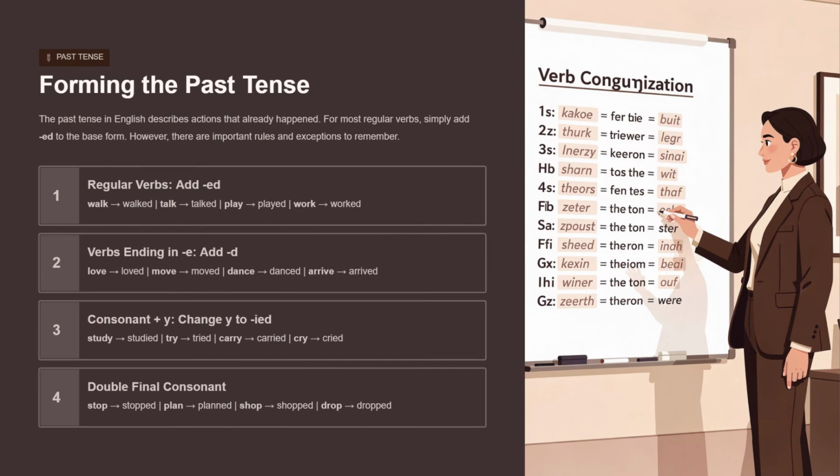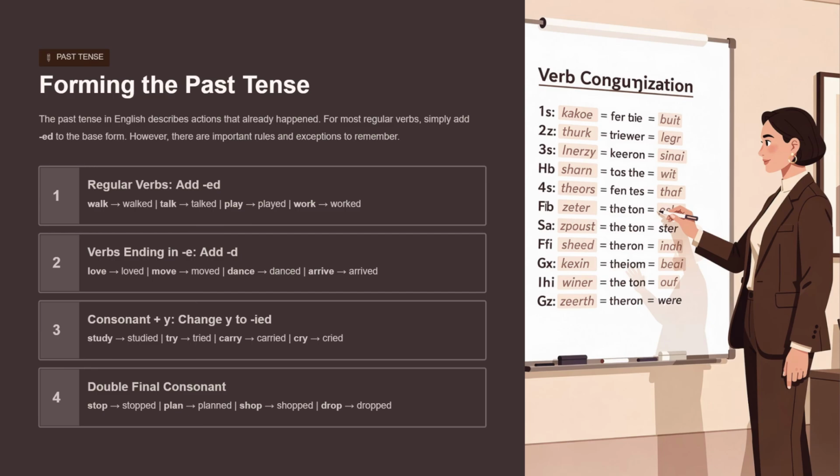Forming the past tense. The past tense in English describes actions that already happened. For most regular verbs, simply add ed to the base form. However, there are important rules and exceptions to remember. Regular verbs add ed. Walk, walked. Talk, talked. Play, played. Work, worked.